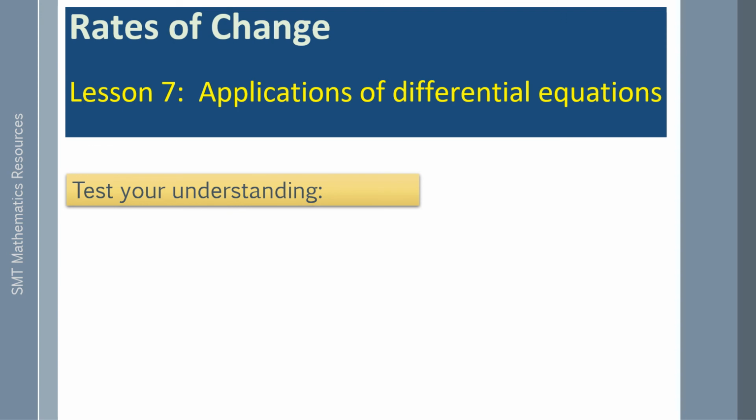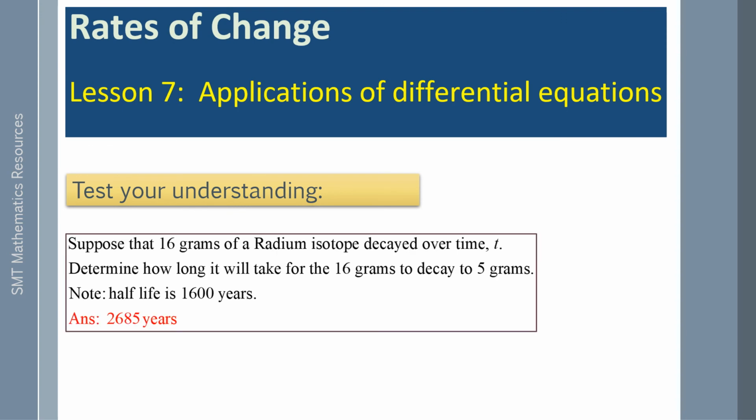To test your understanding, you can try the following question. Suppose that 16 grams of a radium isotope decay over time t. Determine how long it will take for the 16 grams to decay to 5 grams. Note the half-life for that is approximately 1600 years.